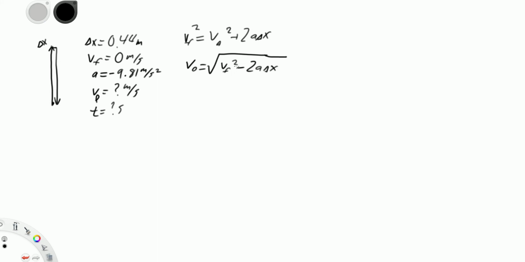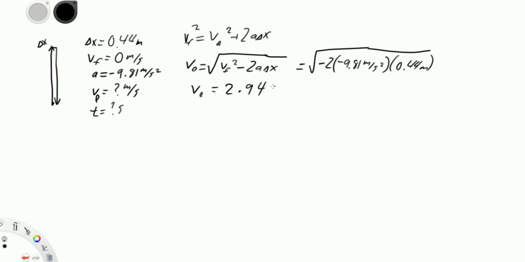Alright, Vf goes to 0 because we have a final velocity of 0. So we get the square root of negative 2 times negative 9.81 meters per second squared times our delta x of 0.44 meters. So if we throw that into our calculator, we get the answer 2.94 meters per second. And that's our first answer for A.